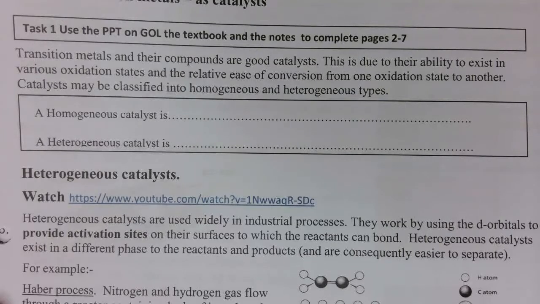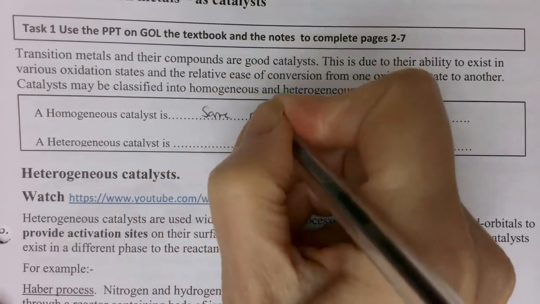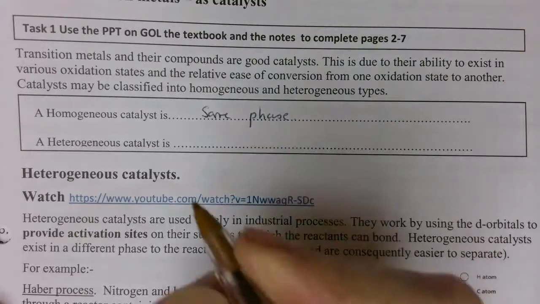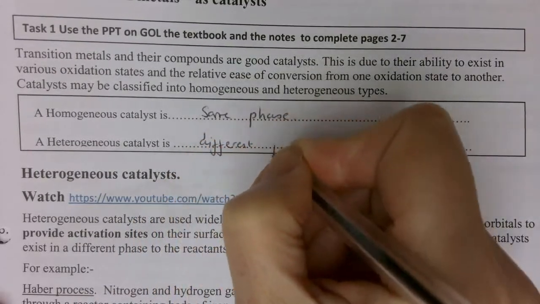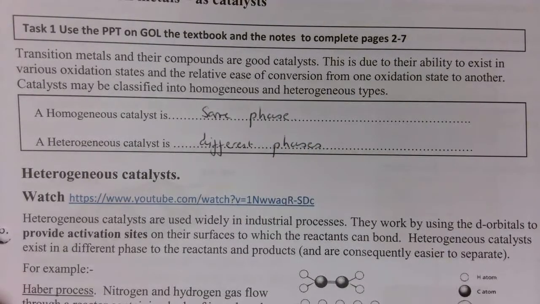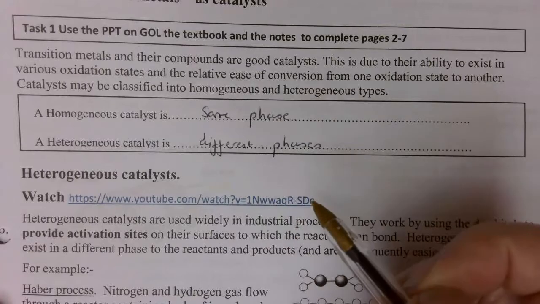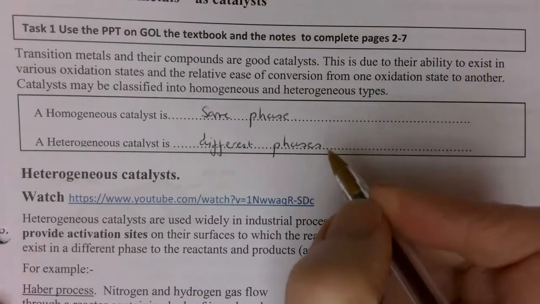So if you remember back to our work from lower 6th, a homogeneous catalyst is one where everything is in the same phase. And a heterogeneous catalyst is different phase, or different phases. So that's the simple definition between the two of them. Try to use phase rather than state here. It's a good way of separating them.